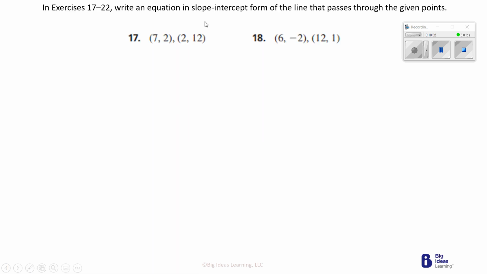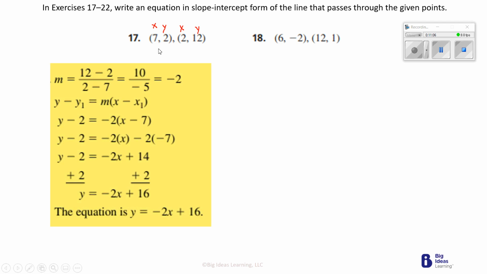Number 17 says write an equation using the slope formula. Again, we're taking x and y here. We don't need a graph because we still got the coordinates, x and y, right? Again, we can use the slope formula. Just plug these in. And when we do, you see that we've got 12 minus 2 and 2 minus 7.